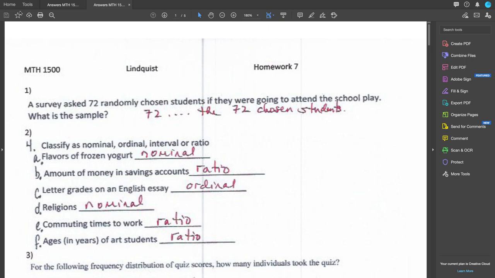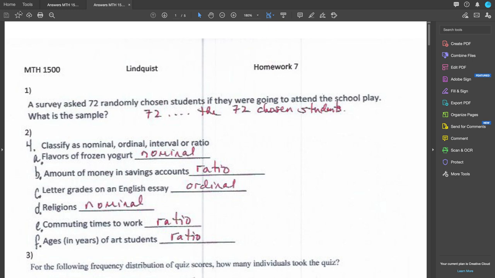First question says, a survey asked 72 randomly chosen students if they're going to attend the school play. What's the sample, or survey asked? The sample is those 72 randomly chosen students. It's not all of the students in the school. That would be the population. Or let's say it said there are 72 randomly chosen students out of 250 students, then the 250 students would be the population. The sample is the 72 randomly chosen students.